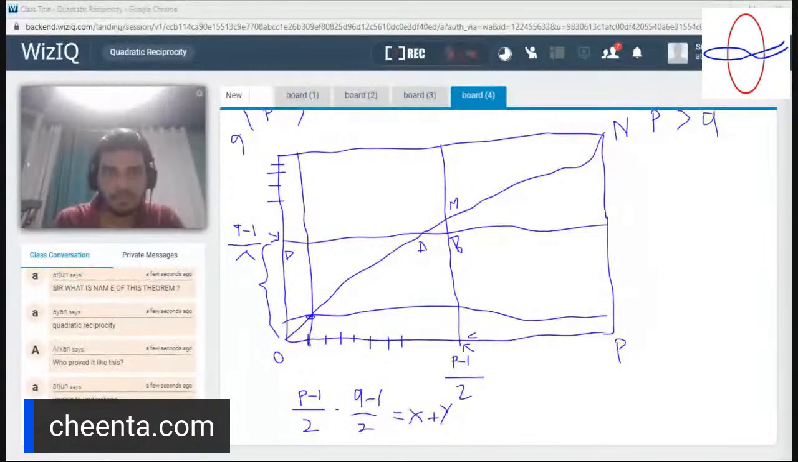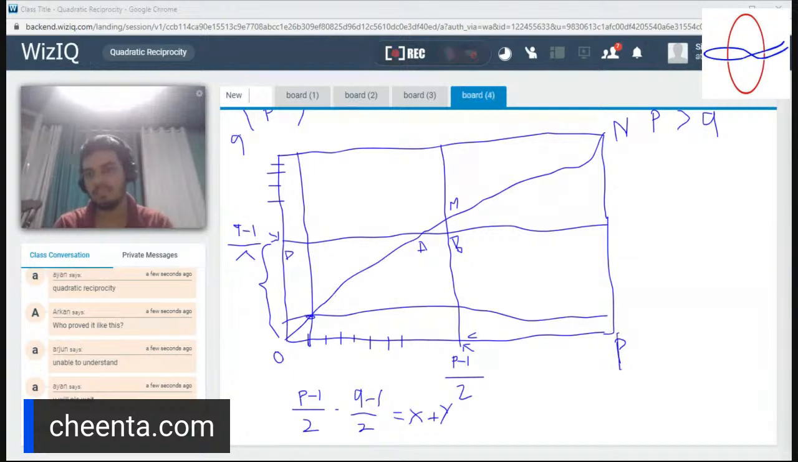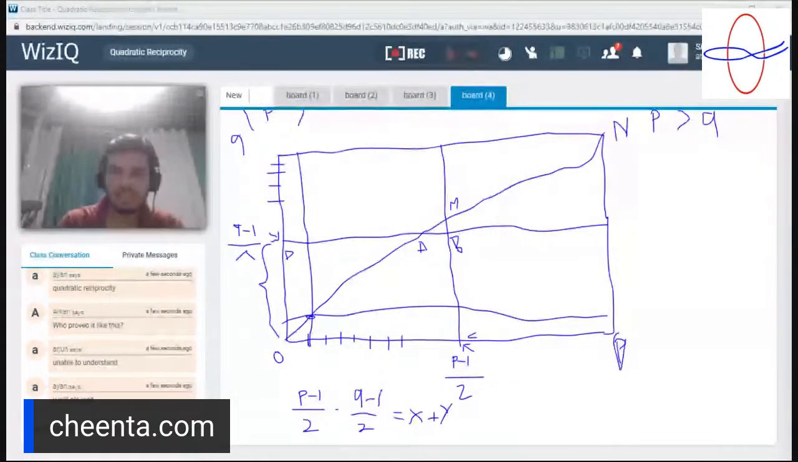So this is a rectangular grid. The maximum grid point here is capital P, and the maximum grid point here is capital Q. Then we divided it into this smaller rectangle at the x-axis value of (p minus 1)/2 and y-axis value of (q minus 1)/2. We are looking at all of the grid points.